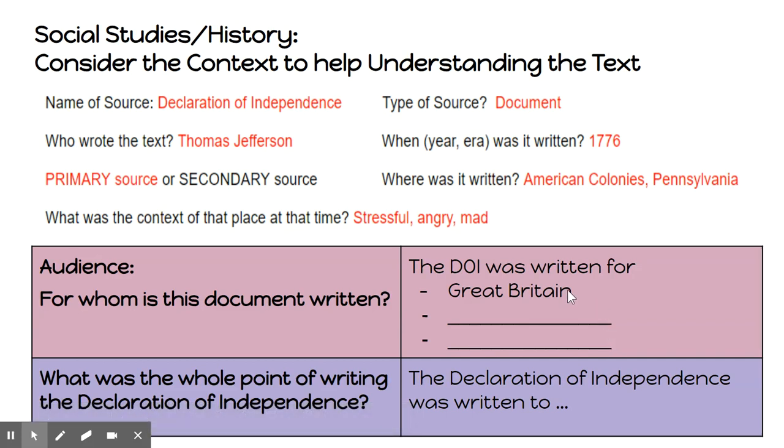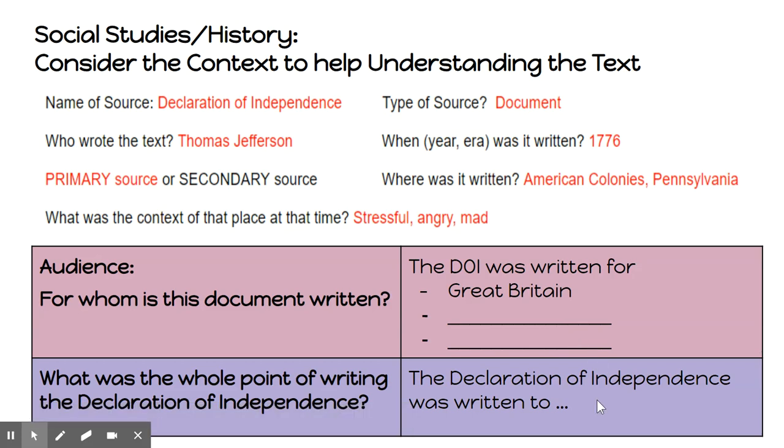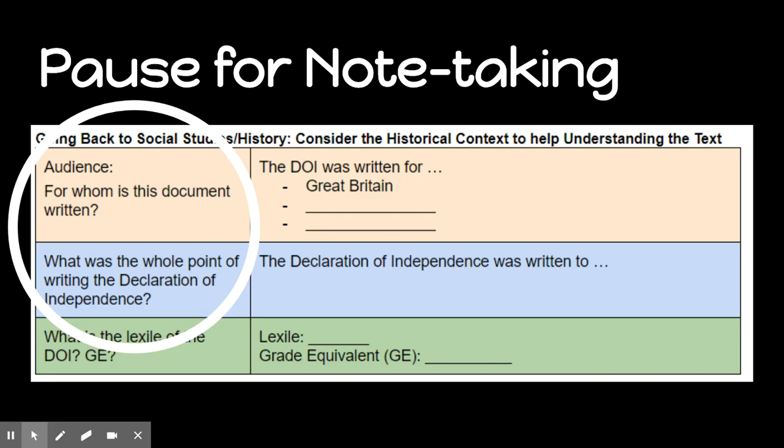Okay, so the DOI was written for Great Britain or England, the world, as we read it from the text, or King George III. And that excerpt that we just reviewed on the previous screen showed us that there was a purpose. It was to explain why the American colonists were separating from Great Britain. So pause, take a look at your notes, update them, and then come back to the video. Go ahead and press pause now.